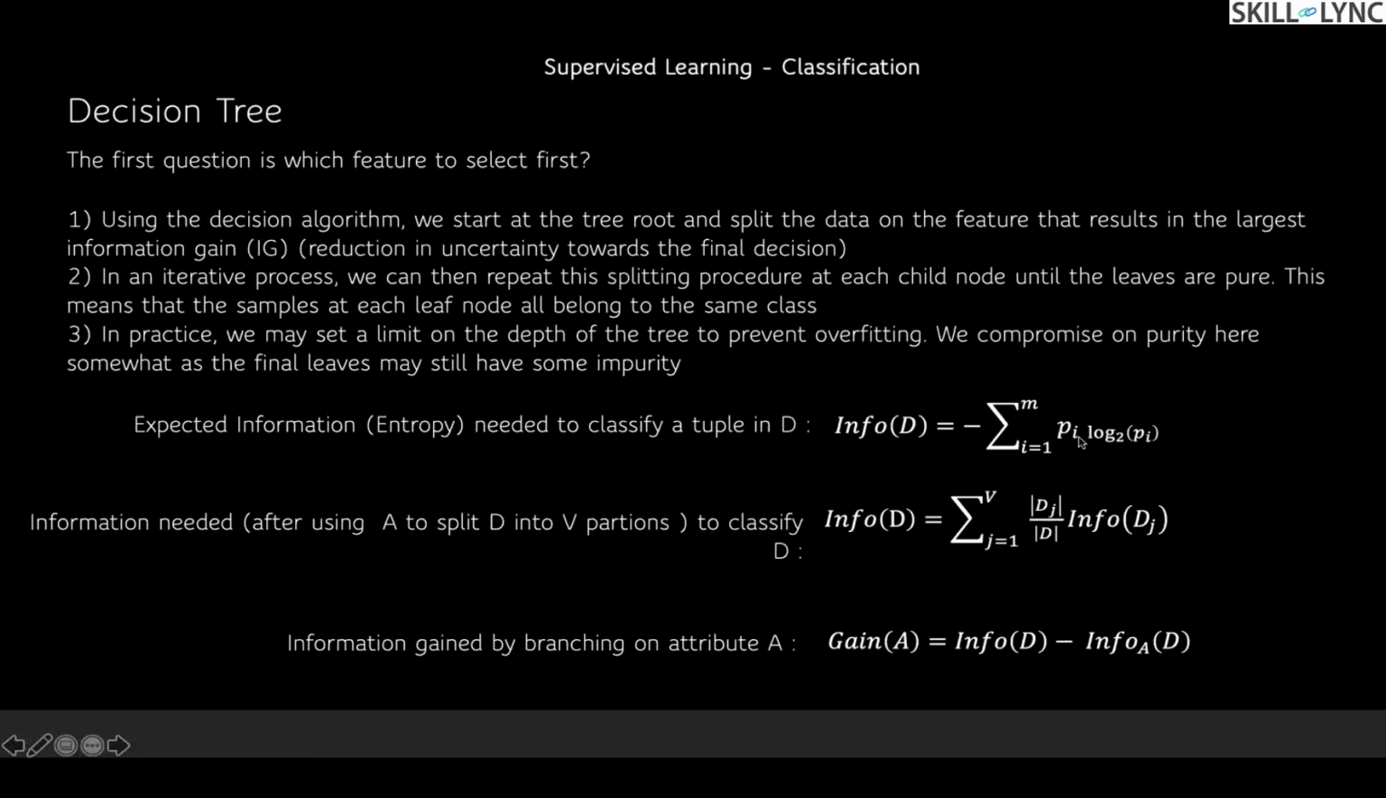So P is a probability value, okay? i to m, these are the samples, the number of records, and you know how to calculate log of something, right? So this is your entropy value, the measurement of the amount of disorderness. Based on this entropy value, we calculate information needed, okay? And then based on this information needed, we will calculate information gain.